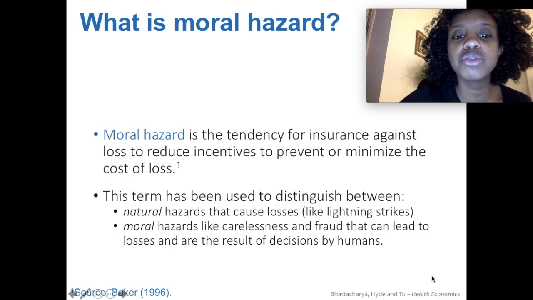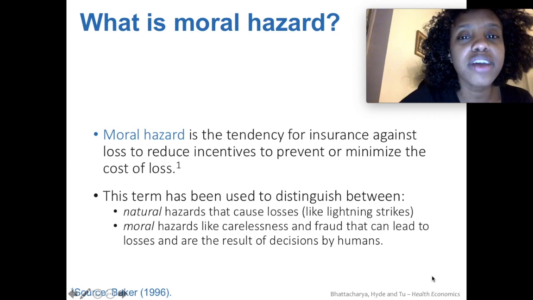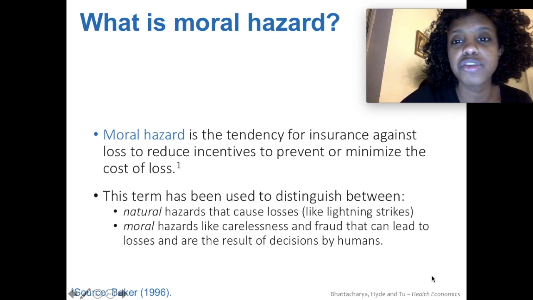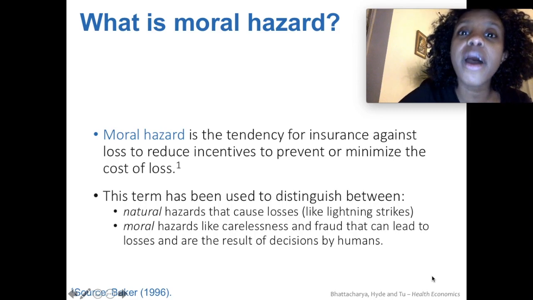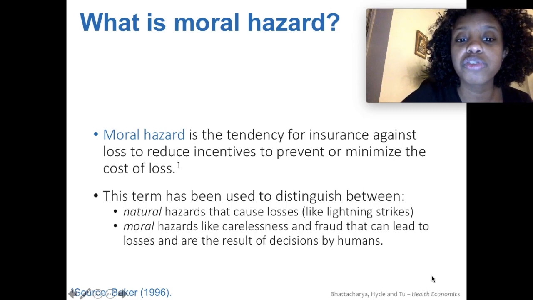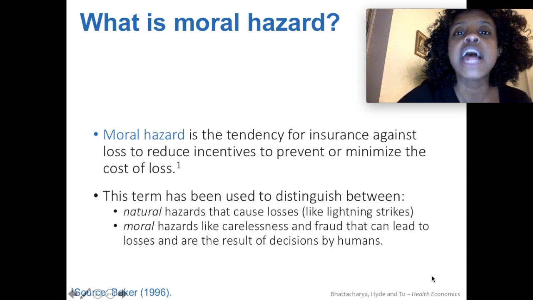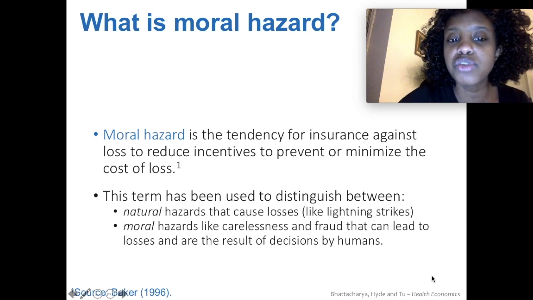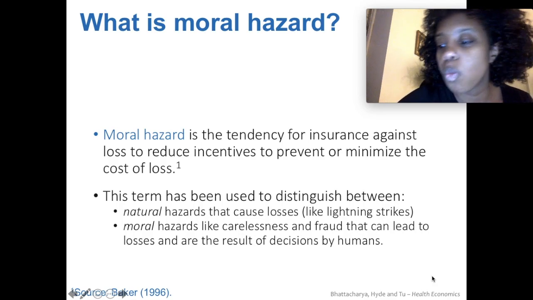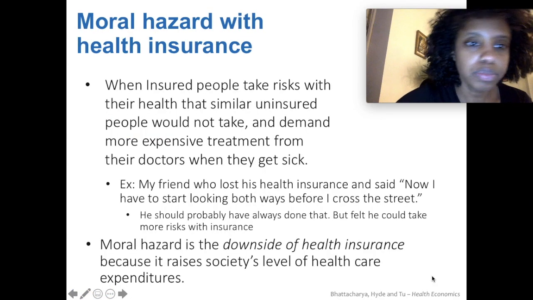You can distinguish between two kinds of hazards. There are natural hazards, lightning strikes, a freak accident, and then there are moral hazards. Those are the things that result from carelessness or fraud, things that happen as a result of decisions made by human beings. So in this video, we're going to talk about what moral hazard means.